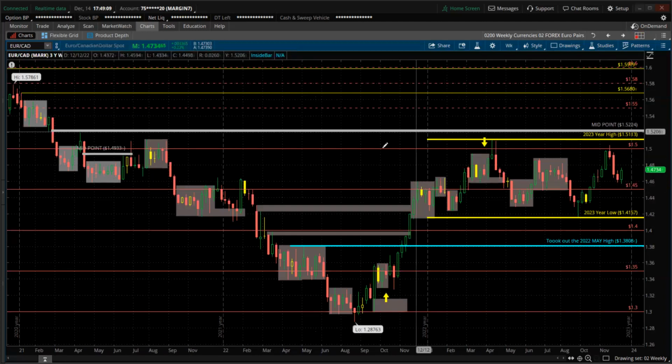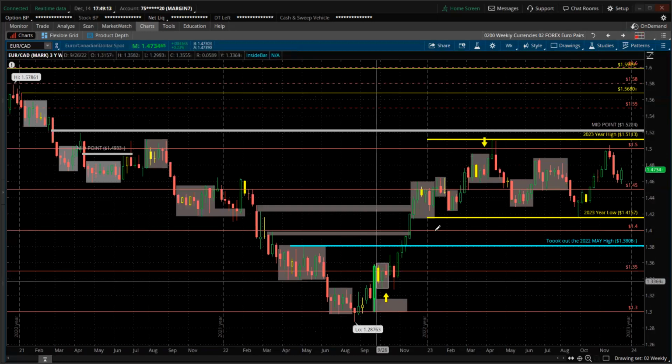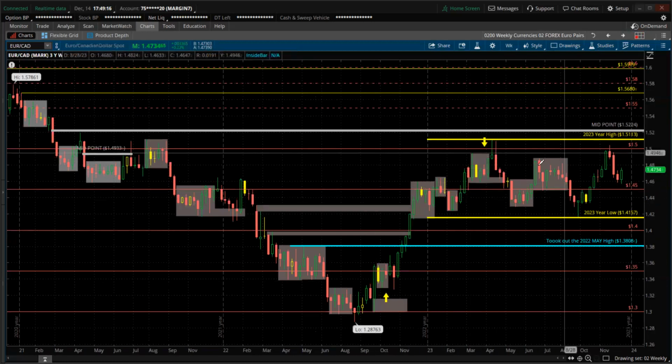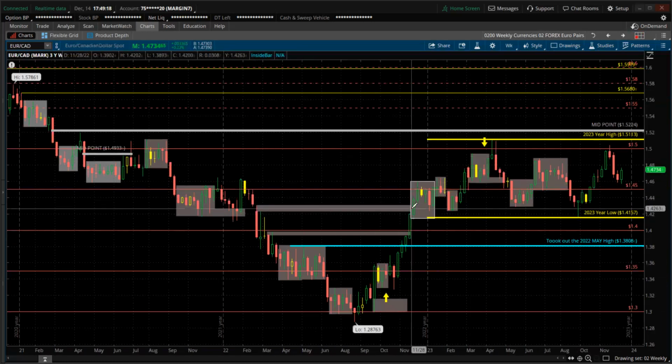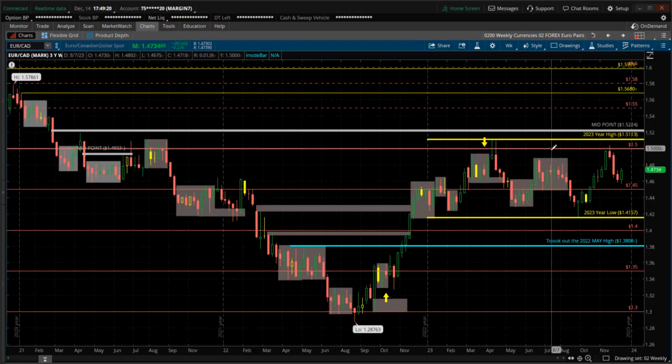The euro Canadian dollar for the past 3 years. Huge consolidation this year versus trending last year. A lot of weakness here. Again, when this trends down, it's in favor of the Canadian dollar.